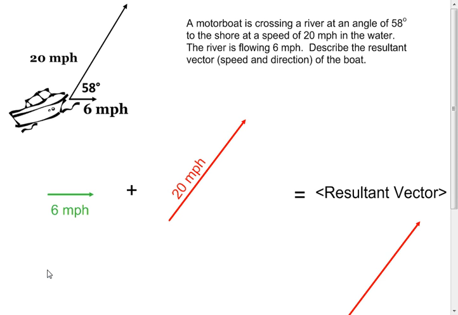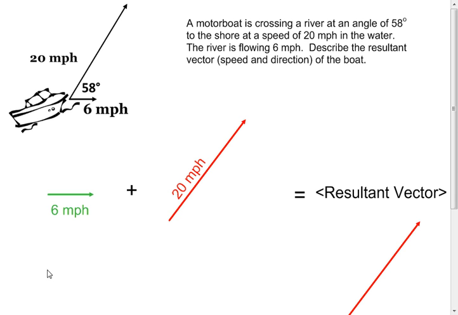All right, let's take a look at this question. It says, a motorboat is crossing a river at an angle of 58 degrees to the shore at a speed of 20 miles per hour in the water. The river is flowing at 6 miles per hour. Describe the resultant vector, speed, and direction of the boat.